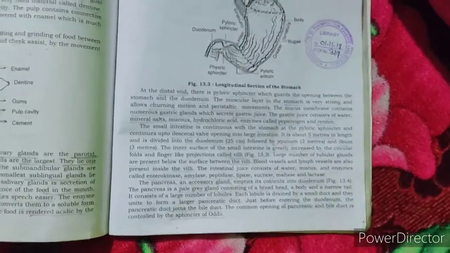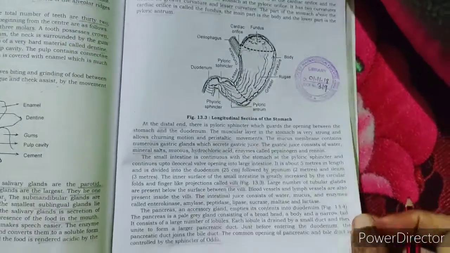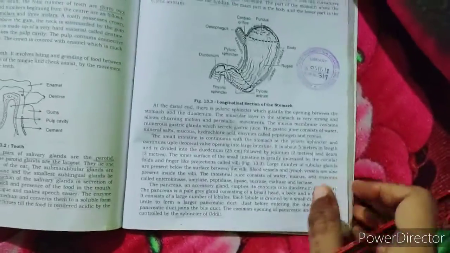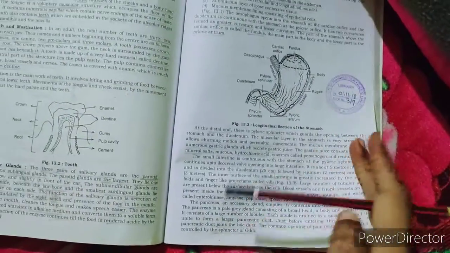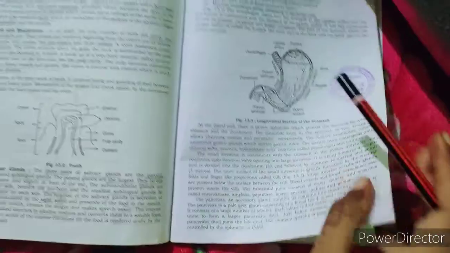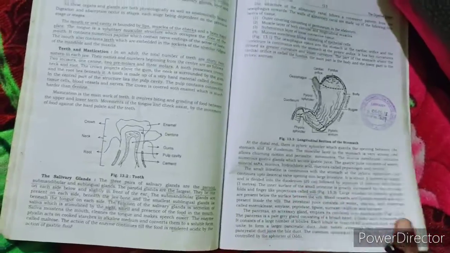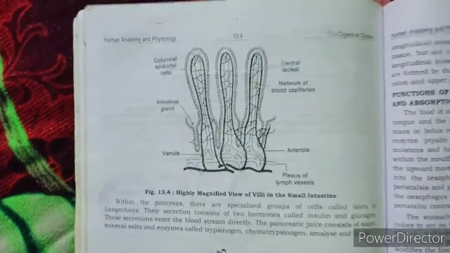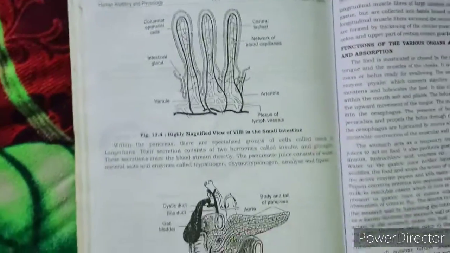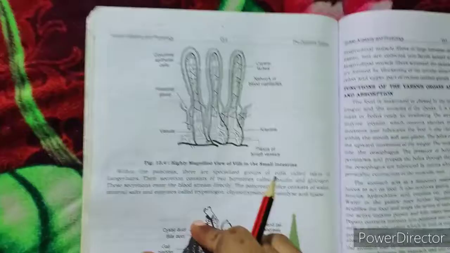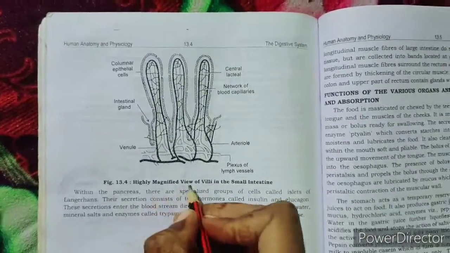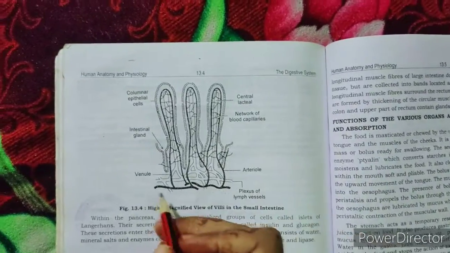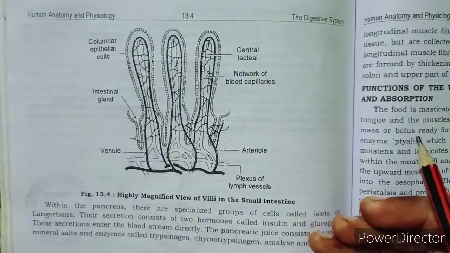You all know about the parts of the stomach, how food is digested in the stomach, and what kind of enzymes are secreted and how they perform. And now just see the highly magnified view of villi in the small intestine. See the structures.